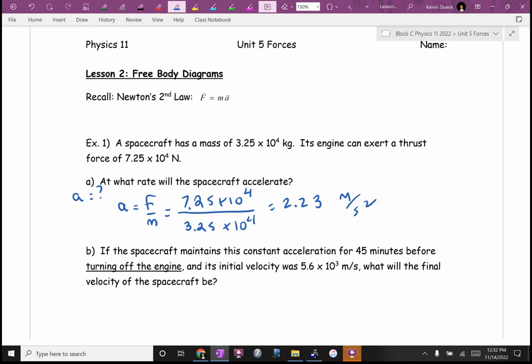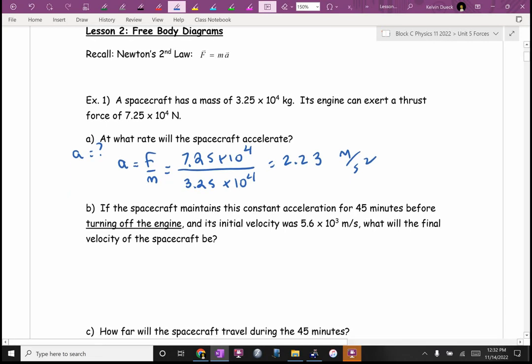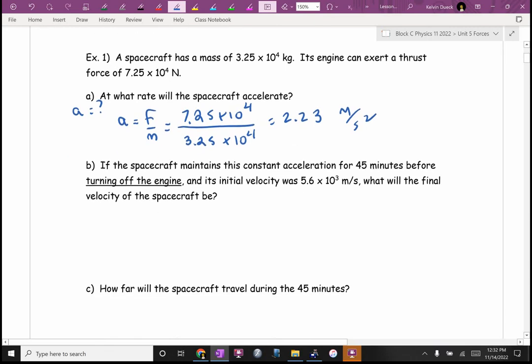Okay. B. What's B want me to find? Okay, I did this. I wrote VF. What's creeping me out? Do you see it? I crossed this out right away. Can someone go 45 times 60? Okay, so I went 2,700 seconds. I fixed that. All right, how am I going to find VF?